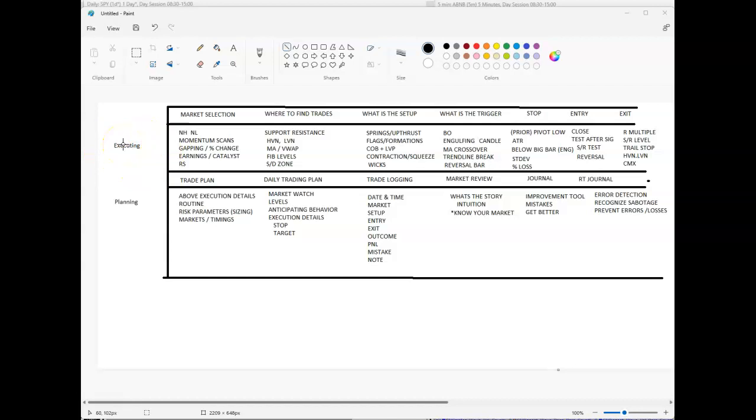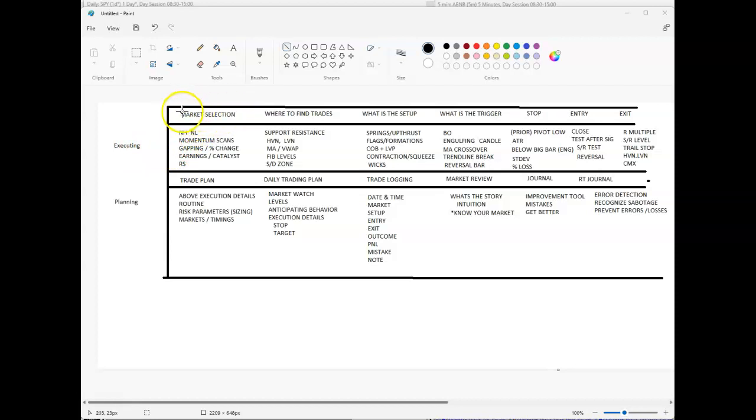What you'll hear most of the time is that there's analysis and then there's execution, but it's a little more deeper than that. I'll break it down into two pieces, planning and execution. I'll go over execution first, and then I'll go over planning. So basically, there's planning and execution. In execution, which I'll go over now, you have market selection.